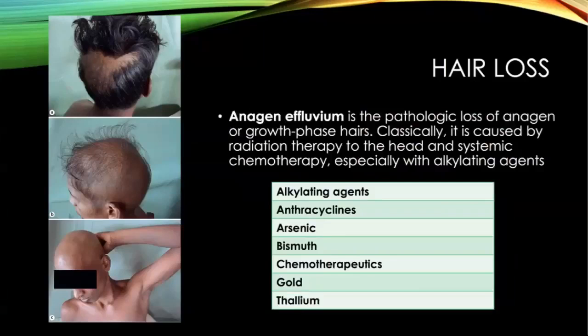Anagen effluvium is the pathologic loss of anagen or growth phase hairs. Classically, this is caused by radiation therapy to the head and systemic chemotherapy, especially with the alkylating agents. This is a patient here in this picture who has alopecia after ingestion of a naturally occurring colchicine. The patient is shown at 9 days after poisoning with onset of hair loss. This is 11 days, and this is 14 days, demonstrating both loss of scalp as well as axillary hair here. And you can see a lot of the metals too can cause anagen effluvium.